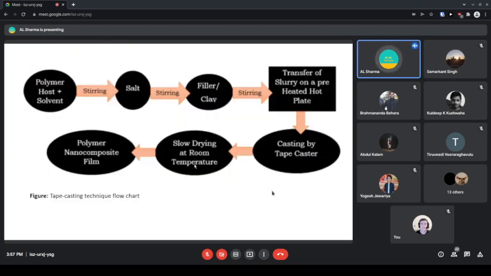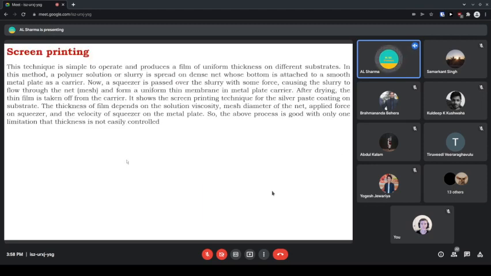So everything is the same way, but here only the transfer of slurry onto a preheated hot plate is a precondition, and casting by tape caster, then it is said to be the tape caster, or the master blade technique. Either master blade or tape caster, whatever you say, it is going to prepare this material. Thereafter, you go for slow drying at room temperature in the vacuum desiccator of the glove box, and you get the freestanding polymer nanocomposite films. Up to here; the next techniques we will discuss in the next class.